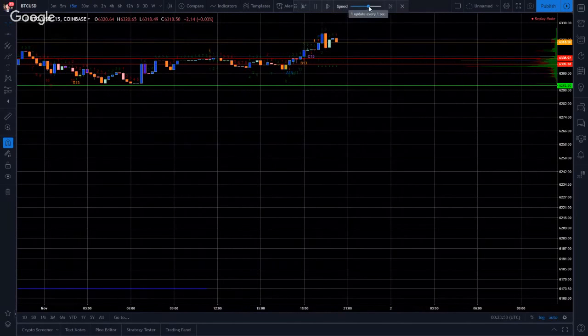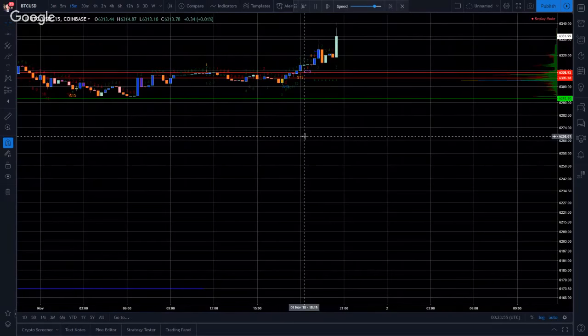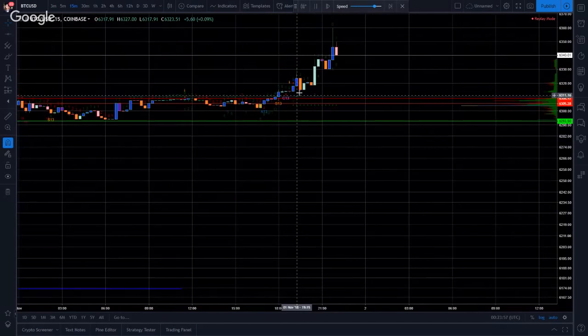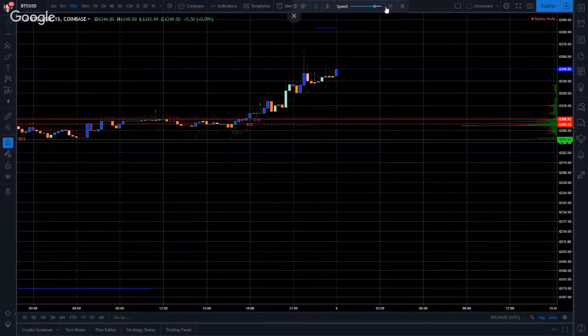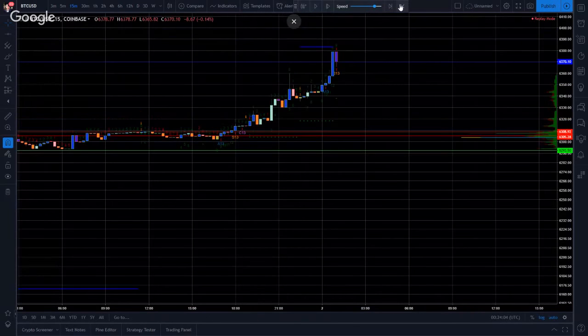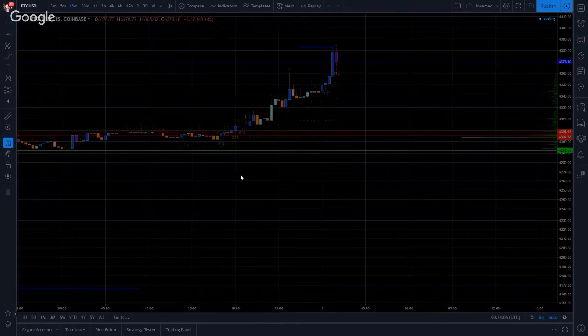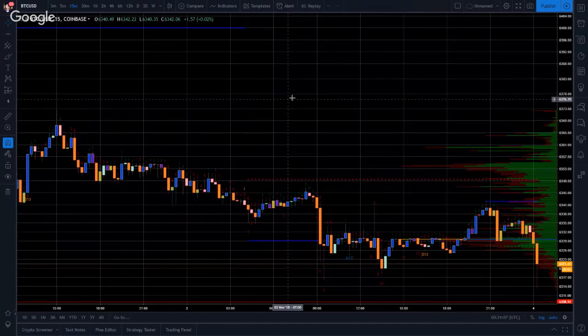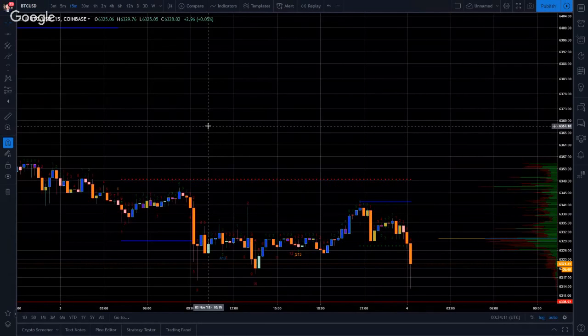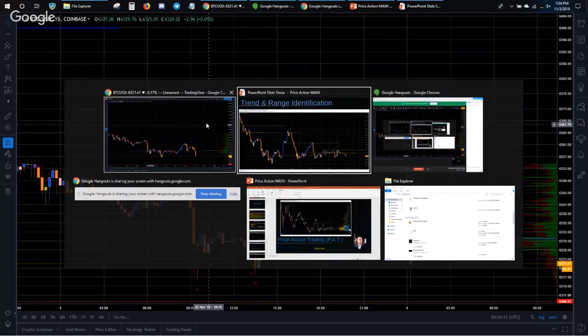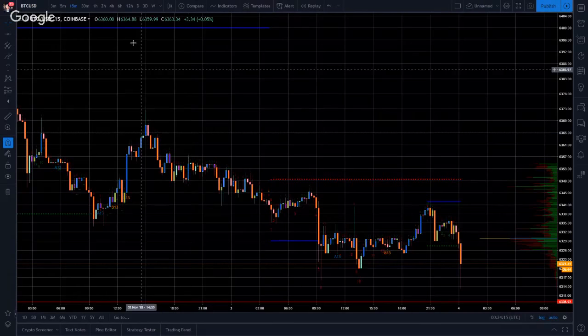We'll speed this up a little bit. And as we all know, that is not ranging, that is a trend. So that is the basics of trending and ranging markets. It's very simple and straightforward. It doesn't require a lot of thought, just requires you to look at the market and decide whether it's going up or down.